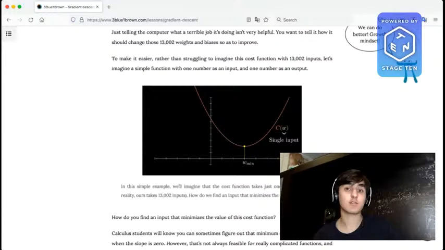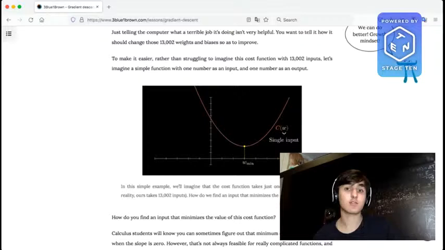And so that's not always feasible for really complicated functions. It certainly won't be for a 13,002 input function defined in terms of an ungodly number of parameters. So, for a complicated cost function, computing the exact minimum directly isn't going to work. So we'll have this crazy function, we're not going to take the derivative of it.